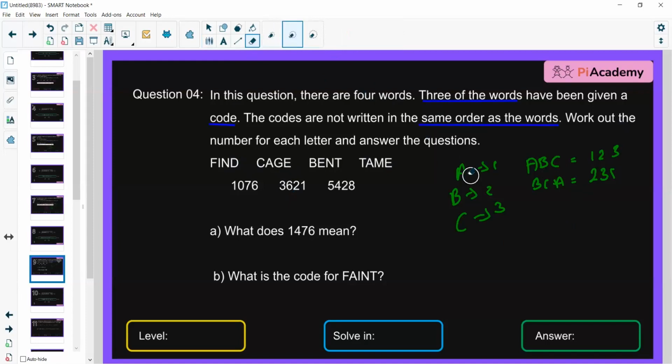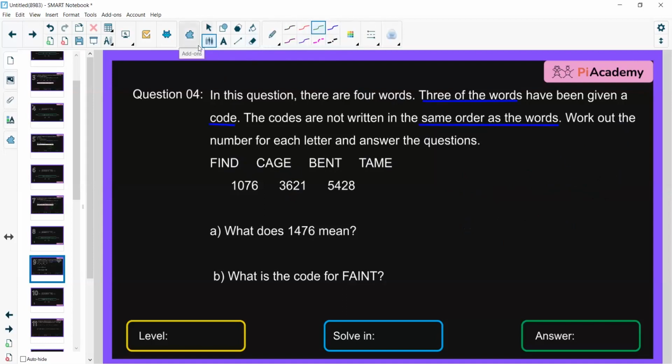To solve this type of problem quickly and with accuracy, you need a very simple trick to apply. You can also assume that find is determined by 1076 and cage is determined by 3621, and try to break it out and check, but that would be a very long and hectic process. We don't have that much time in the exams.